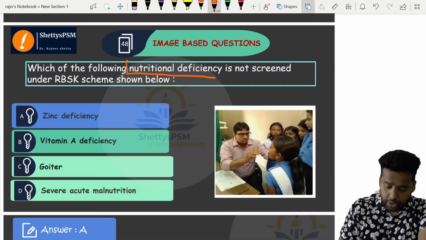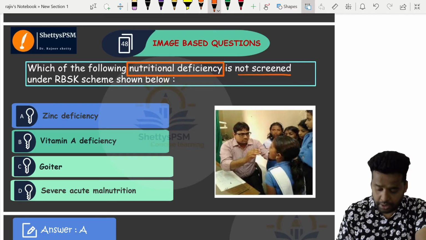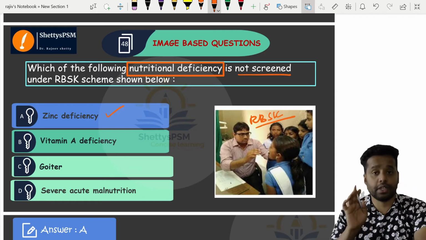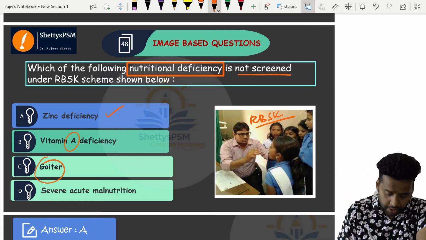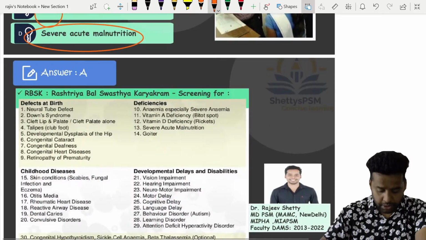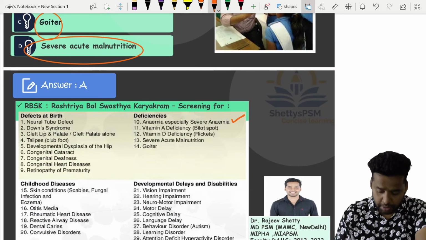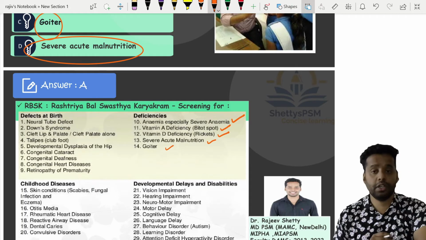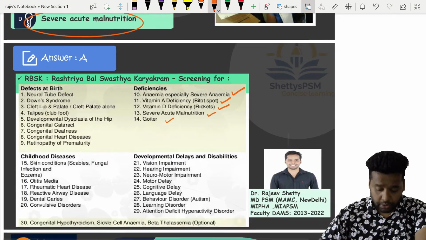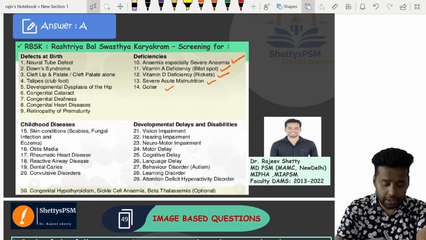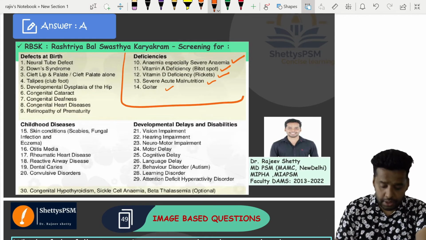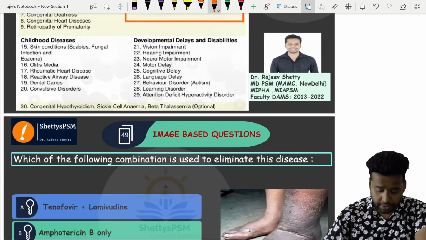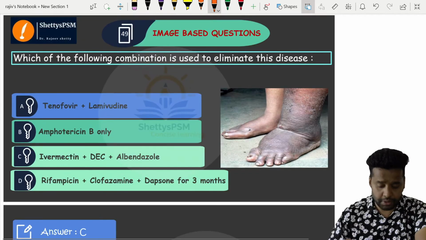Which of the following nutritional deficiencies is not screened under Rashtriya Bal Swasthya Karyakram? Zinc is not screened. Anemia, goiter and SAM will be screened for. So what are the nutritional deficiencies screened? Anemia, vitamin A, vitamin D, severe acute malnutrition and goiter. When I'm giving you the PDFs, I'm giving the list of other diseases, but these nutritional deficiencies are repeatedly asked. Very important in the table. What is this scheme? Screening under Rashtriya Bal Swasthya Karyakram.